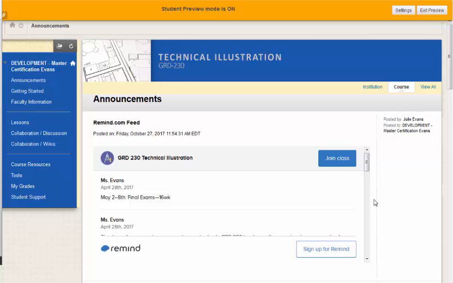The remind.com feed is a prominent sticky post alerting students to the latest deadline reminders and any brief, spontaneous class feedback I may have. Students receive these reminders directly to their smartphones when they join the class on remind.com.